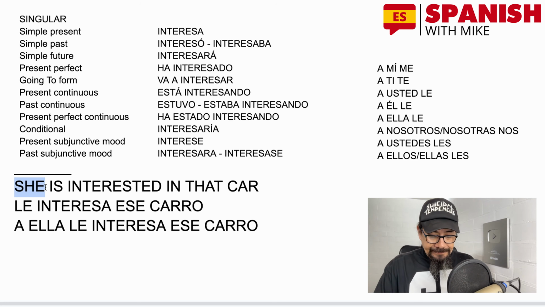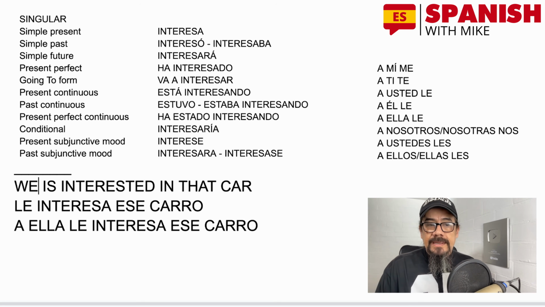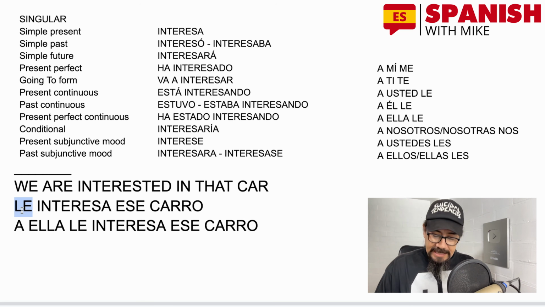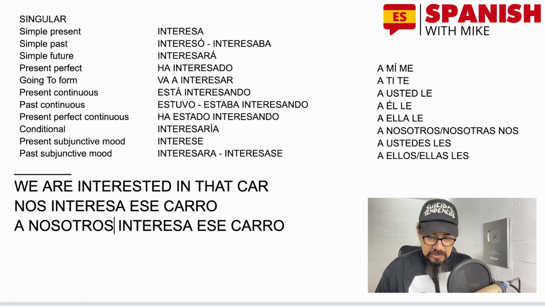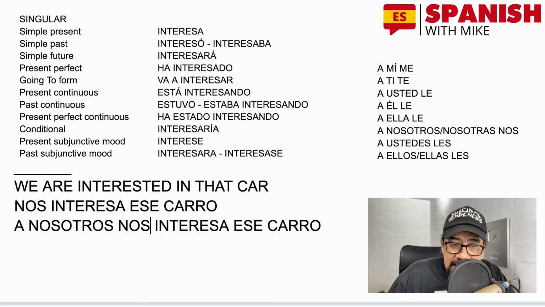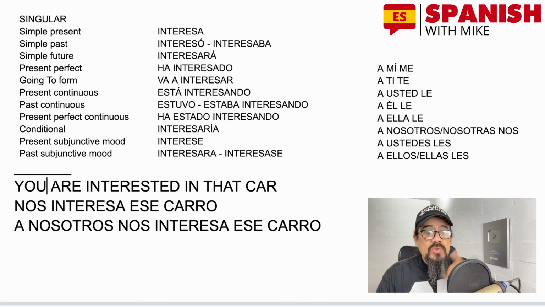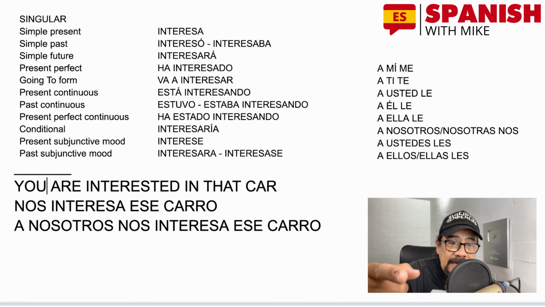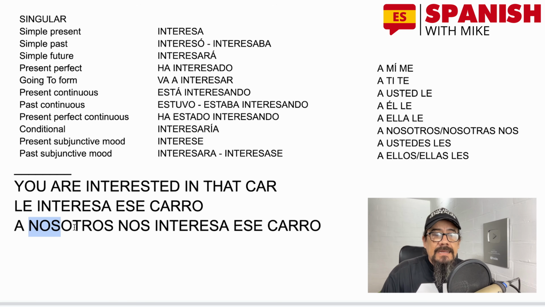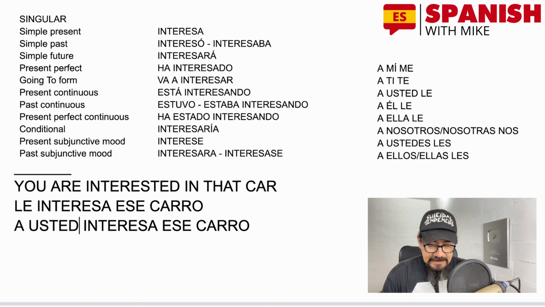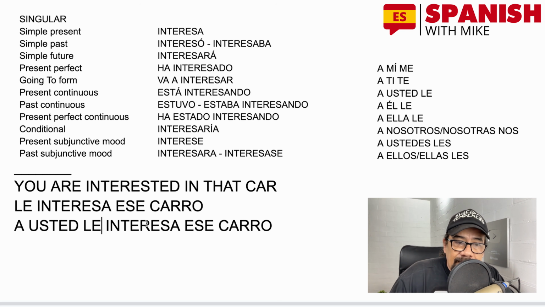But with we, we can do with we. We are. So here is nos, a nosotros nos. Nosotros, nosotras. It's the same. Masculine, feminine. How about you if it's usted? Usted está. So le interesa. A usted le interesa. A usted le interesa.